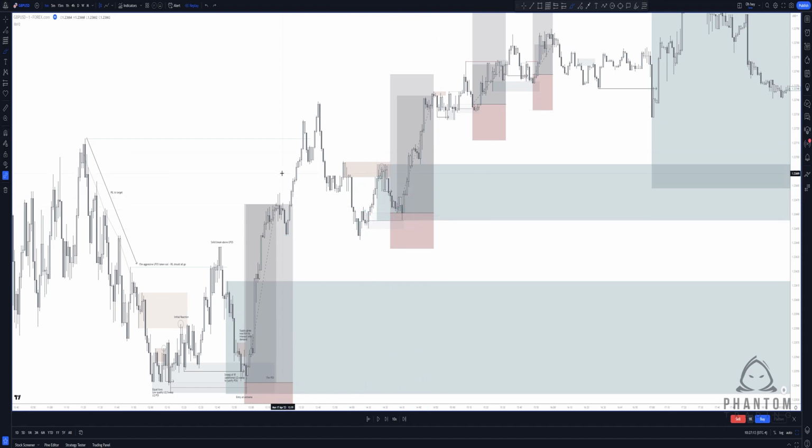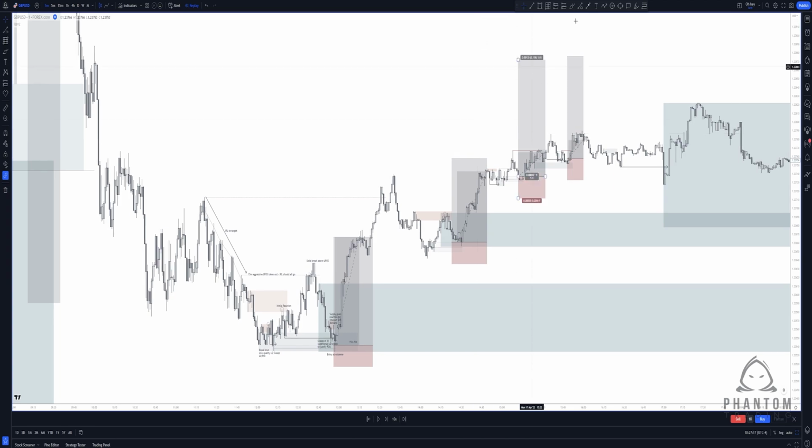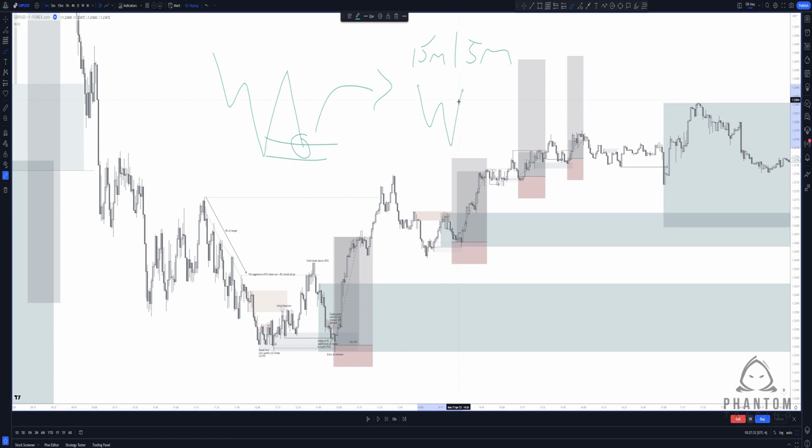The idea behind this process, especially initially, is that you're waiting for a 4-hour zone to get tapped into, and then we drop into the 15-minute or the 5-minute to look for that shift in order flow. And then, say this is the 5 minutes, similar to how we looked at this, looking for the 1 minute to showcase some sort of entry for us.